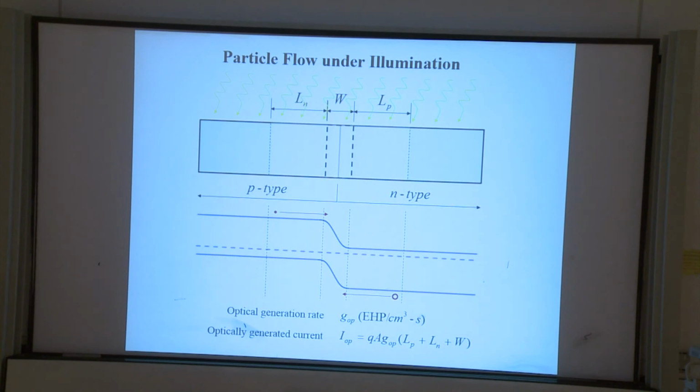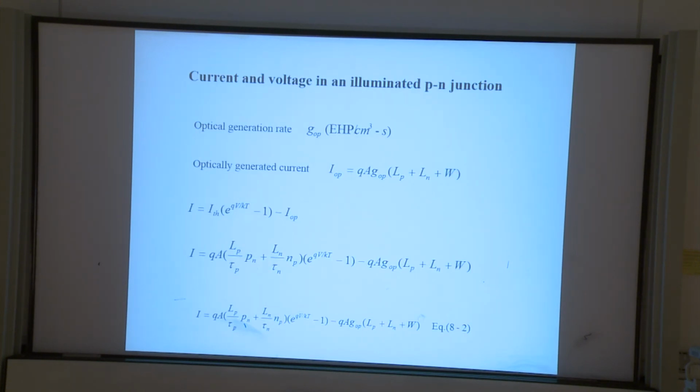The optical generated current will be the generation rate, which is per cubic centimeter per second. How many electron-hole pairs will be generated per second per cubic centimeter? If we multiply this G_op, the optical generation rate, by the area and the length, this will be the volume. Then multiplying by q gives the current generated by the light illumination. So again, we just rewrite this equation.